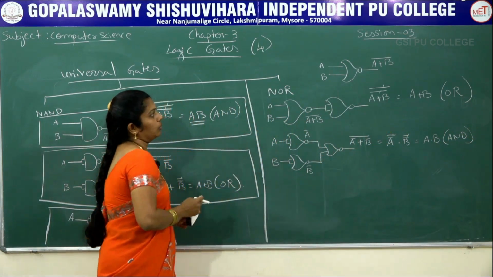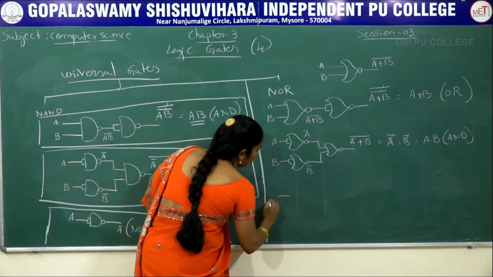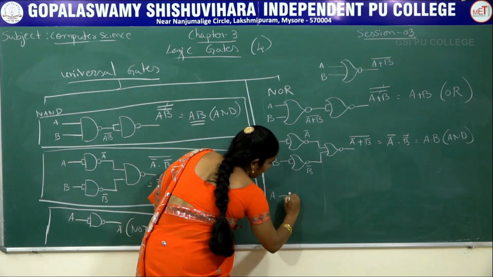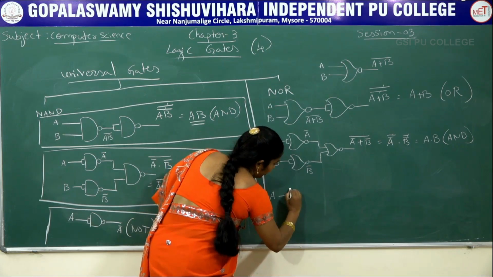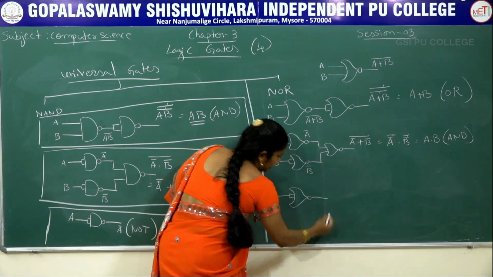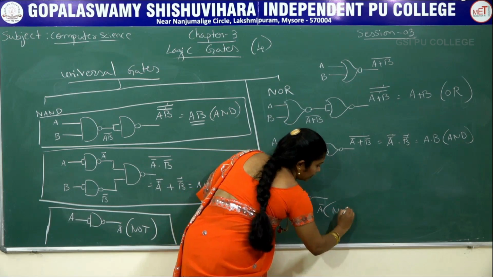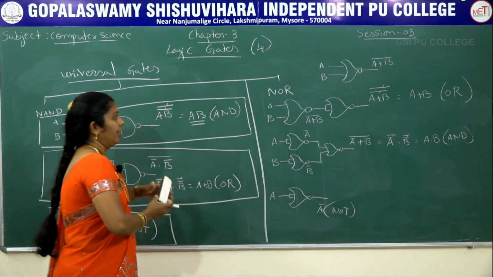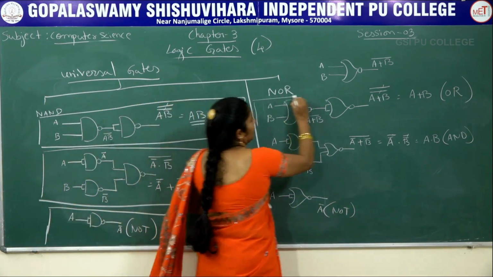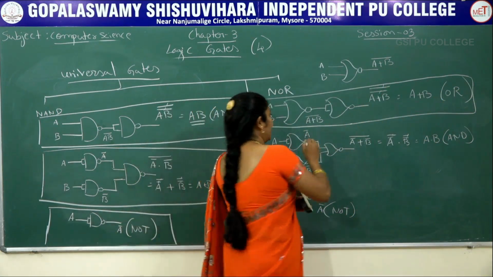To prove NOR gate is universal gate, one more option is there. That is by using NOT gate. Consider A, then make it as 2 input, reverse C shape, then connect it, negate it. Then if A is the input, A bar is the output. That is nothing but NOT gate. See, if you write only this symbol, then you will get 1 mark. Prove NOR gate is universal gate.